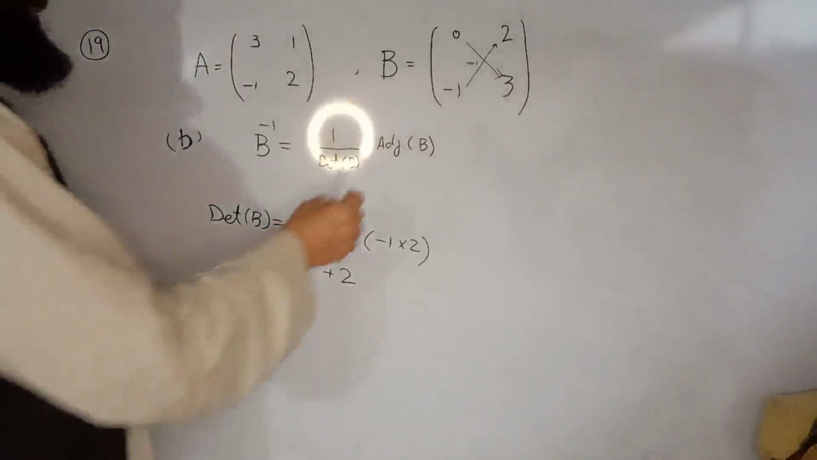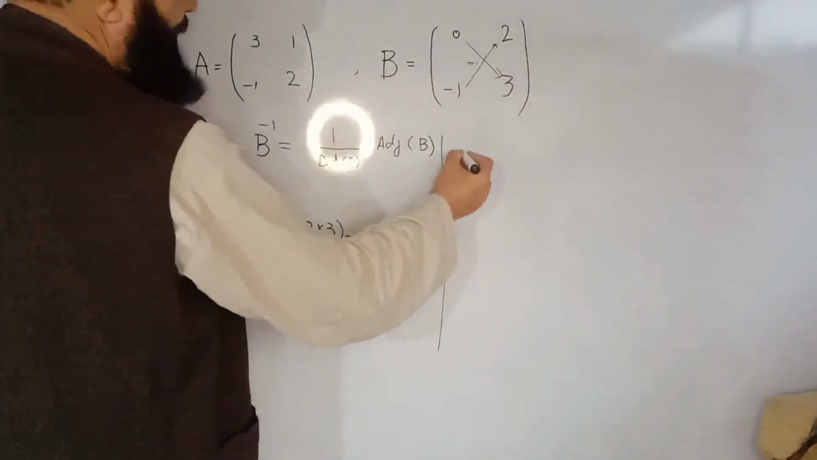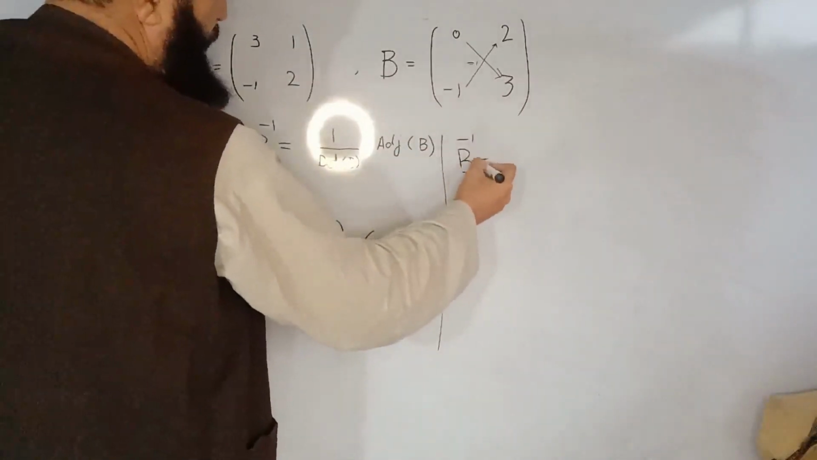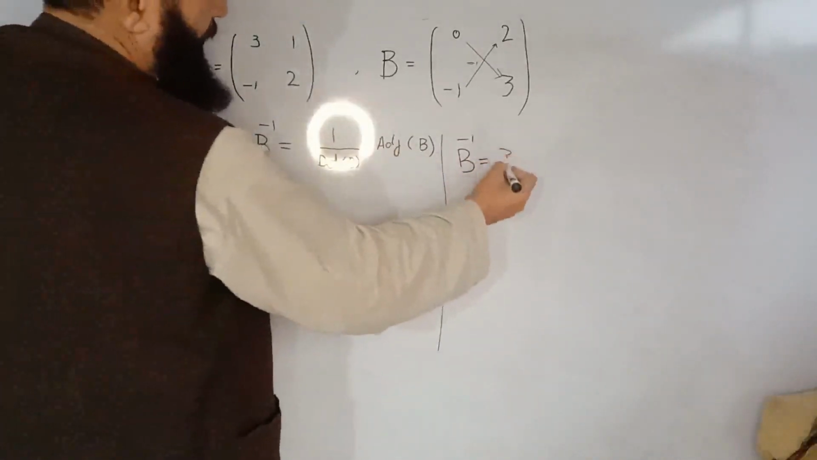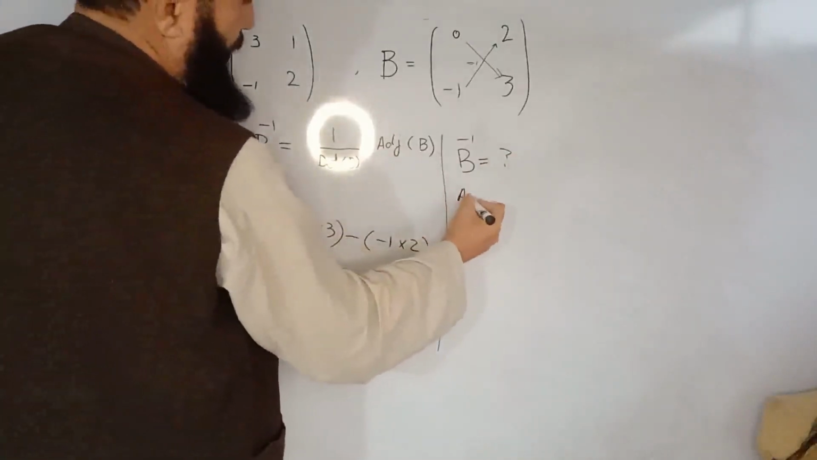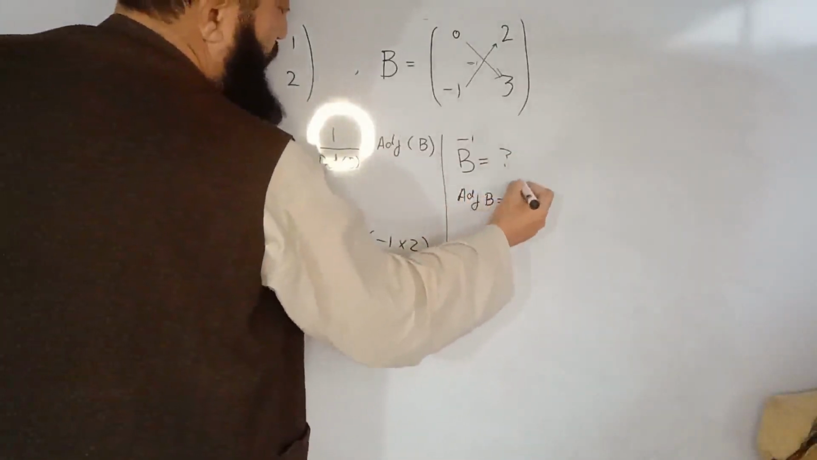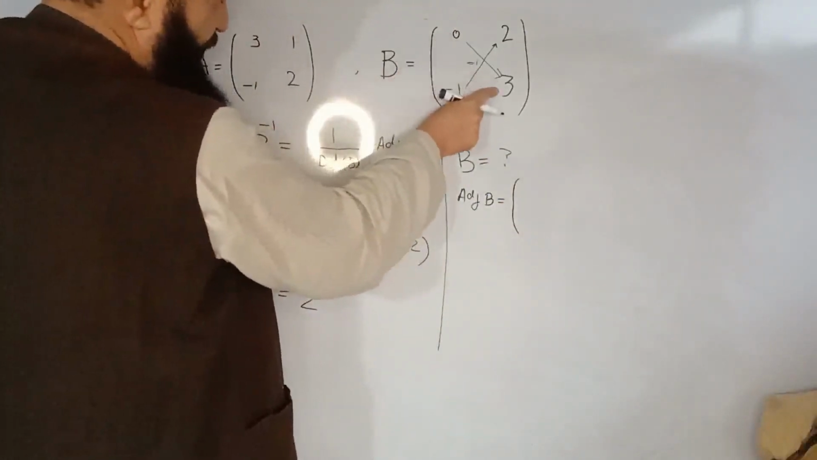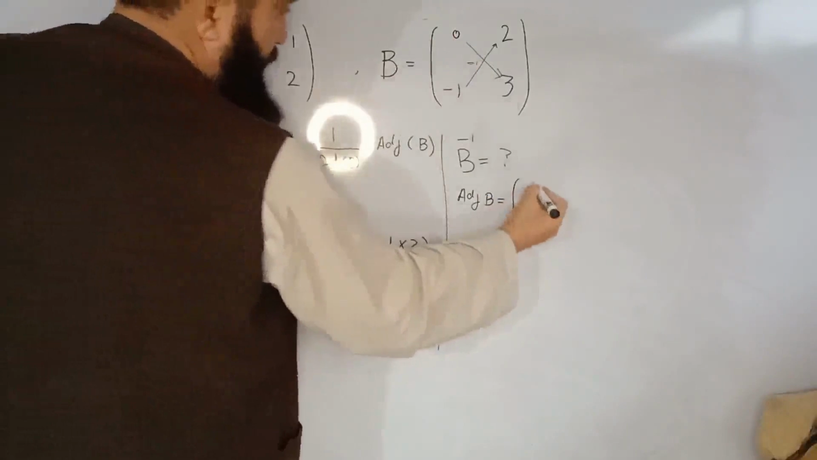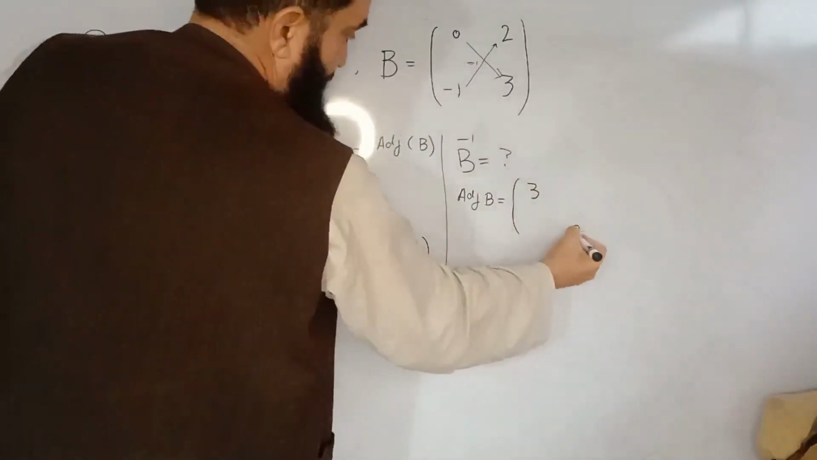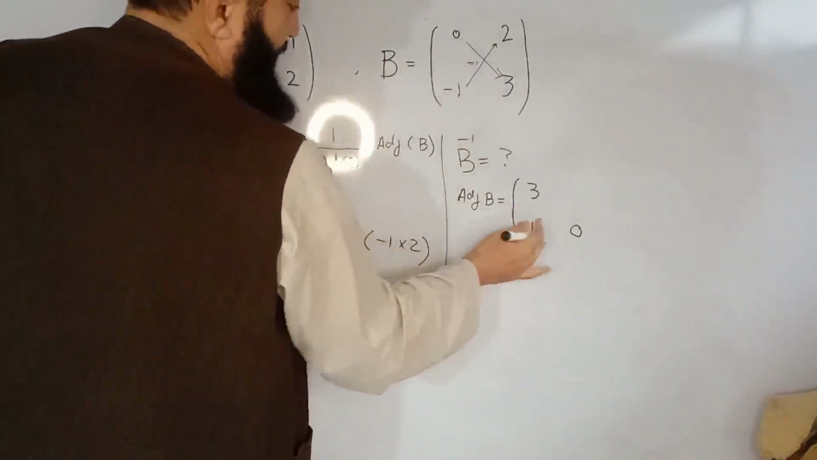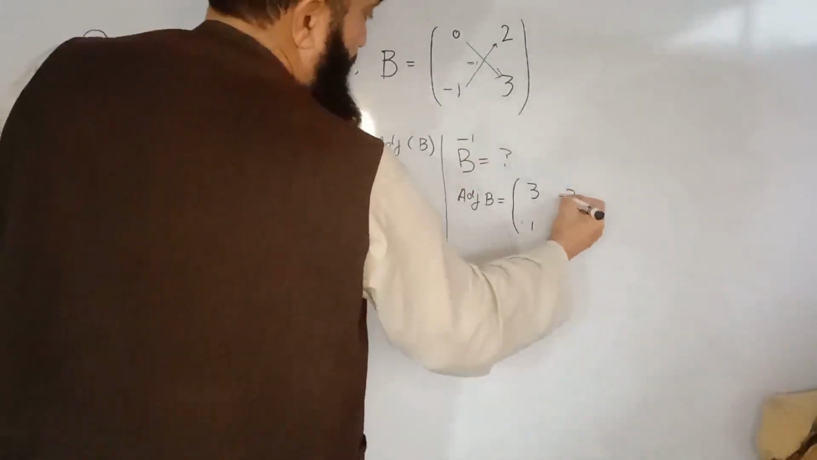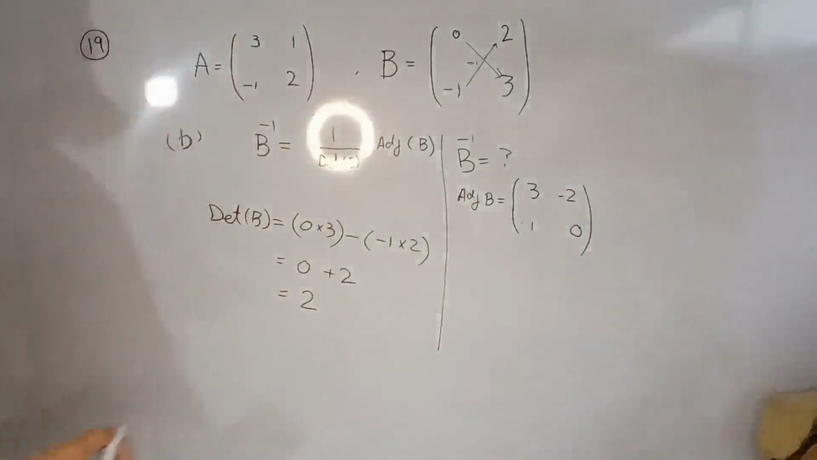Now we have to find B inverse. B inverse is equal to, what is the formula? 1 over determinant, but we have to find adjoint first. What is adjoint? Adjoint of B will be equal to, change the position of these two elements, first diagonal. So 3 will be in place of 0, 0 will be in place of 3, and change the signs of second diagonal elements. So this will become 1, minus 1 will become 1, and 2 will become minus 2. Therefore, adjoint of B is 3 minus 2, 1, 0.